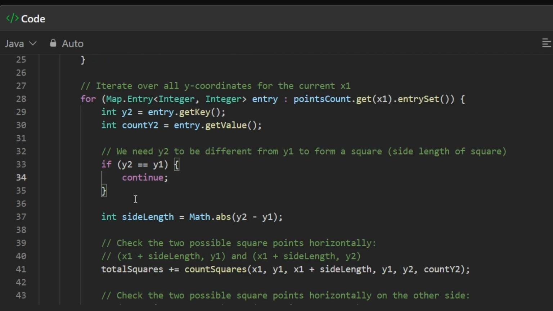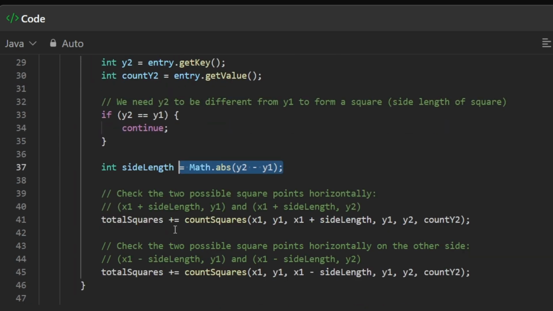If that is not the case, we would find the edge length or side length by doing the subtraction of y2 minus y1, and this is going to be an absolute value. So it doesn't matter if it's above x or below x, overall we are only dealing with positive integers. Then we will have to check what the possible values are that would allow us to generate a square, and then we would add it to the existing total squares.